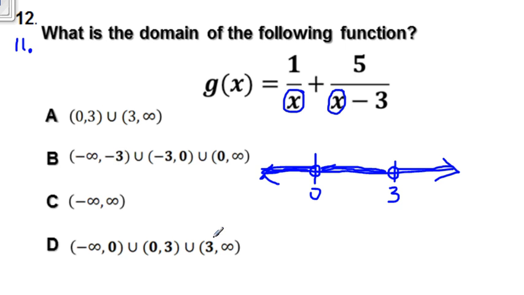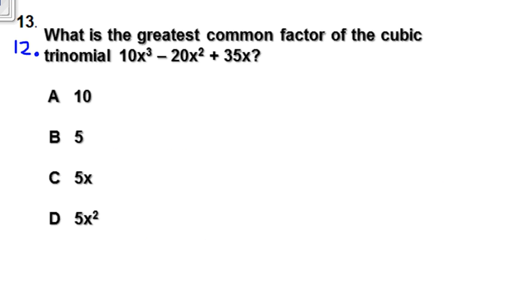And so that is represented here. We've got negative infinity to 0, union 0 to 3, and then union 3 to infinity. So D is our correct answer. Again, we could have graphed, got some help there as well. Let's go on to problem 13.